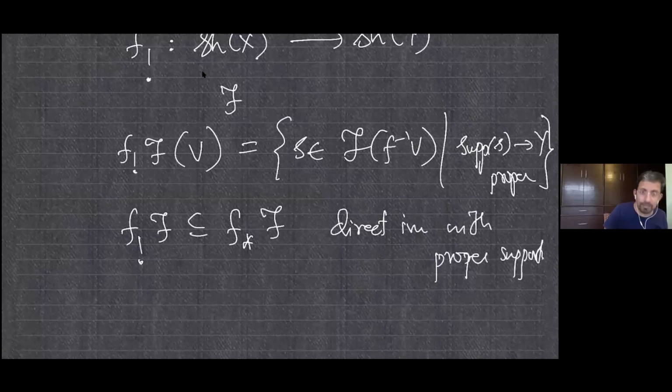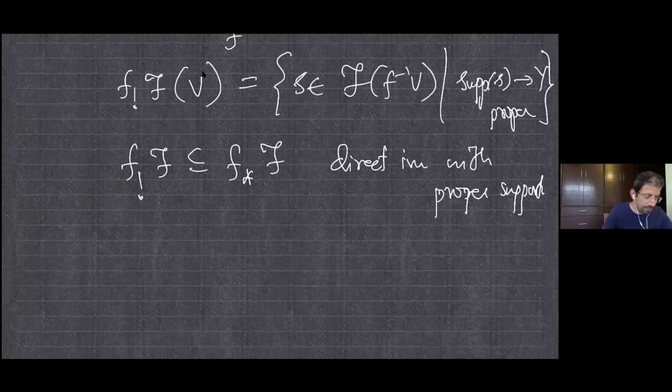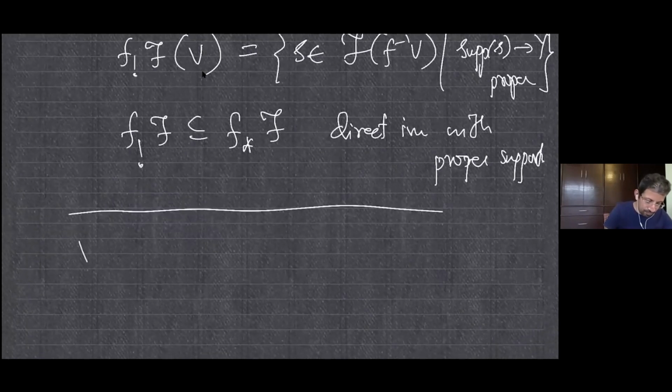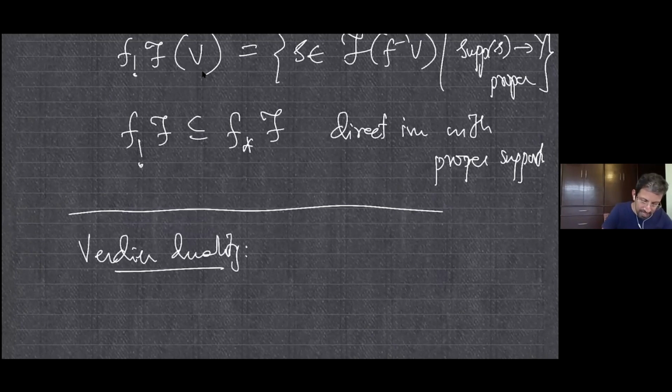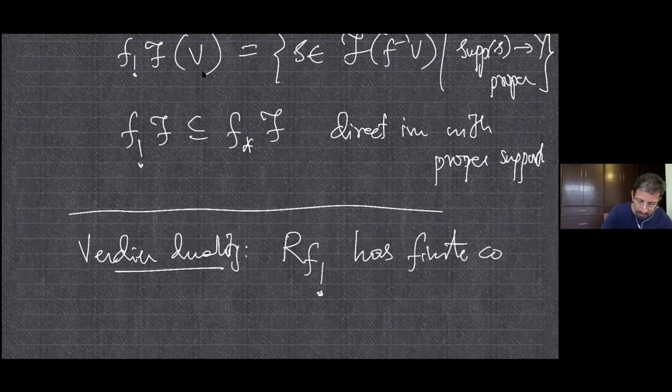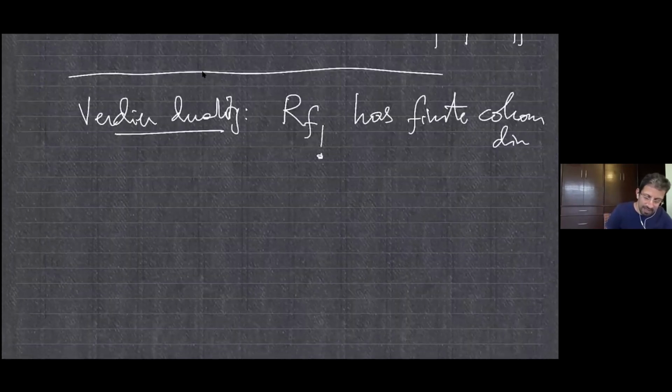And the main theorem, which is Verdier duality, is the following. Here I'll have to make a small assumption. If Rf lower shriek, the right derived functor of f lower shriek, has finite cohomological dimension, which is a technical condition, let's ignore this. For manifolds, for submersions, etc., it's automatically there.